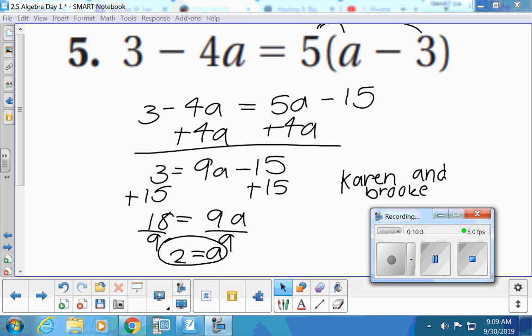Everybody still doing it on their paper if they're not on the board? Yes. Okay. I have 2, 4, 5. Oh, it's shake. Look how much it's shaking.